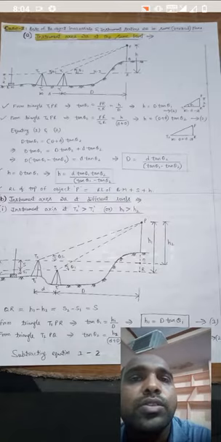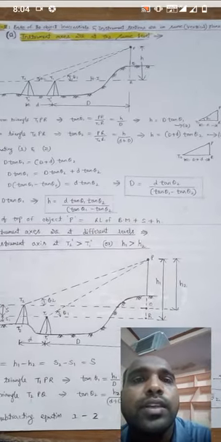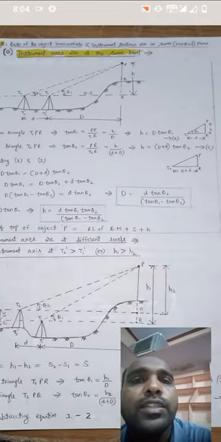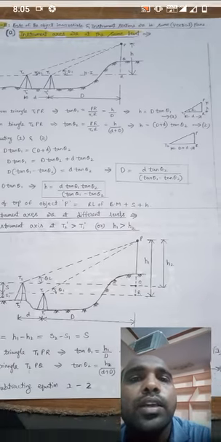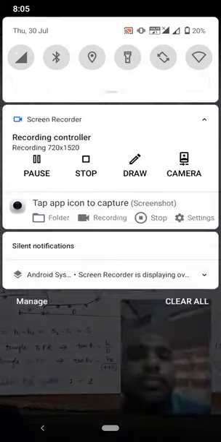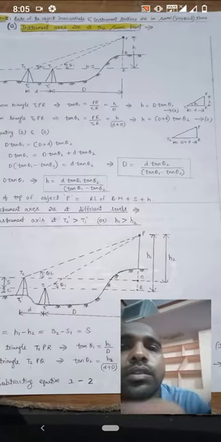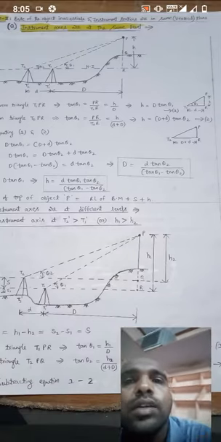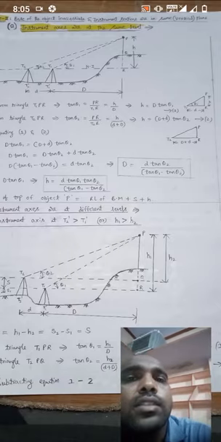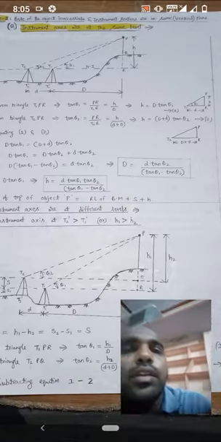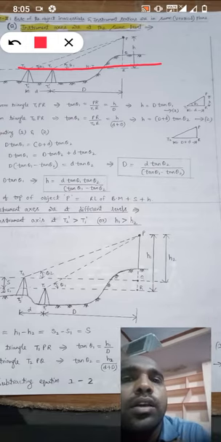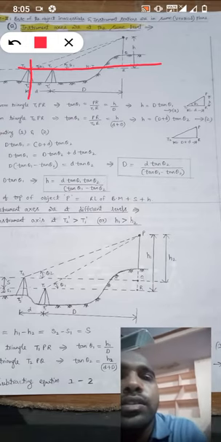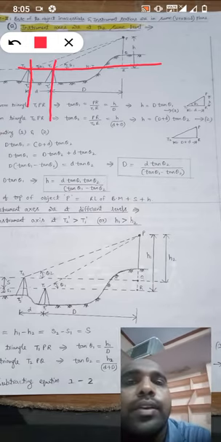So next, case 2: the base of the object is inaccessible and the instrument stations are in the same vertical plane. See here in this figure, the instrument axes are in the same plane. Okay, so this is the same plane. The instrument stations are in the same vertical plane.